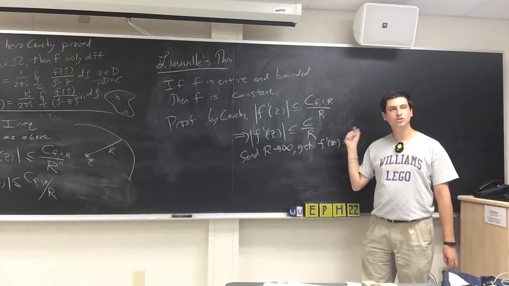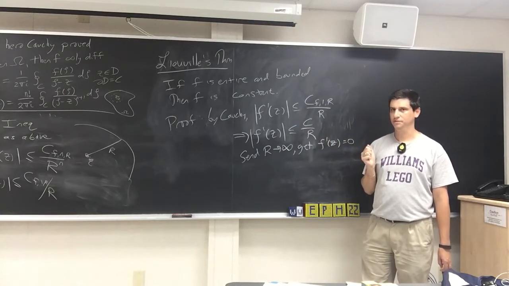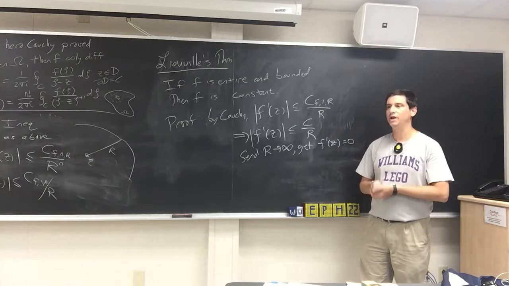So is this enough to then just show, well, all the derivatives vanish, so the function just has to be constant? We know it has a Taylor series expansion. All the coefficients are 0. So this is one avenue of proof.